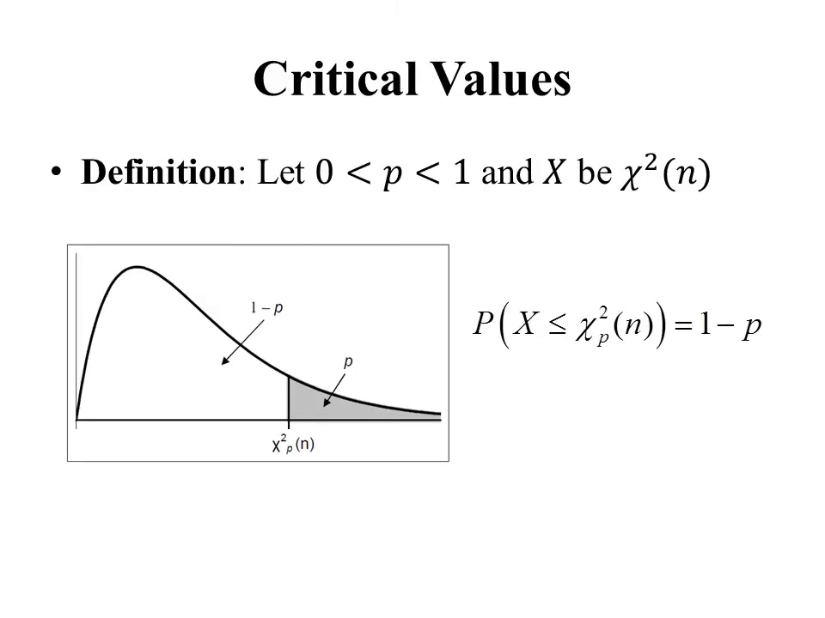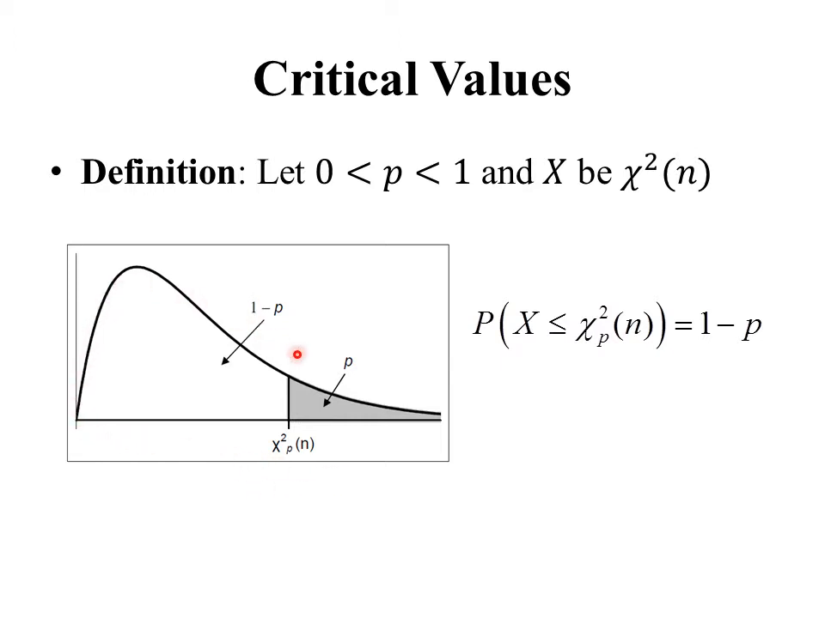Now associated with the chi-squared distribution are critical values. And so the definition: let p be a number between 0 and 1, and x be a random variable with a chi-squared distribution with n degrees of freedom. So our critical value, denoted chi-squared sub p of n, is a positive number such that the probability that x is less than the critical value is 1 minus p. And this figure here illustrates this definition.